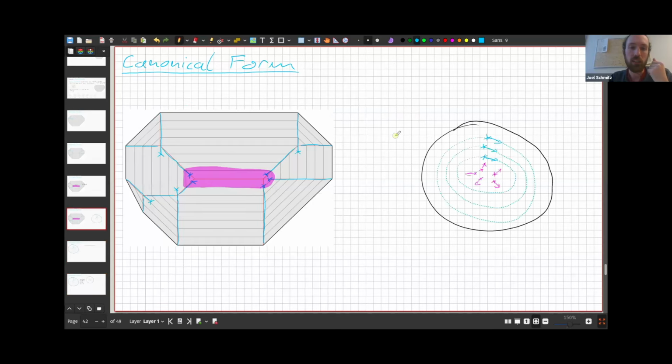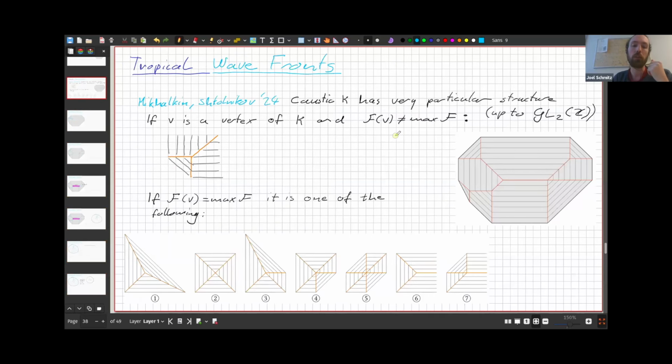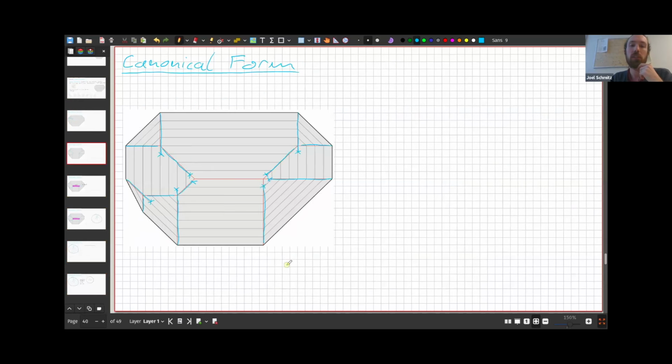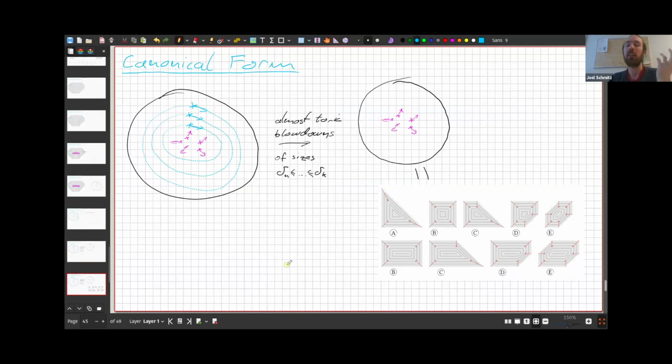But remember, the hat nodes are also classified by how they can be arranged. So in this case, there are 9 different cases for how the hat can look. And then for each case of the hat, we can do some more blowdowns. And then we can always go back to CP2 with some symplectic form omega.